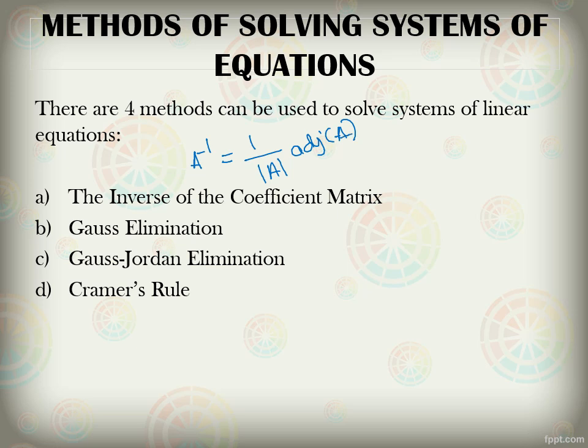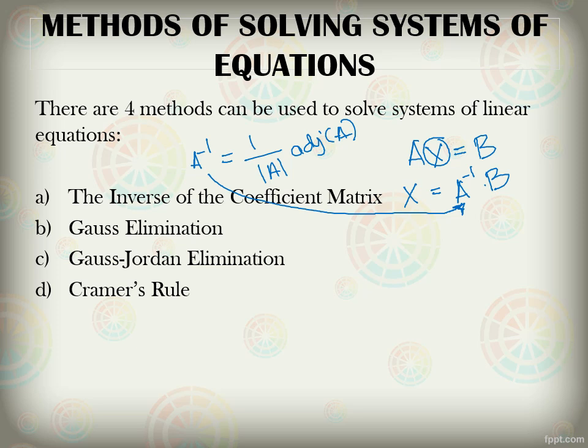So we will use this inverse matrix and solve our equation matrix AX equal to B. This is our unknown, right? So if we want to solve for our X, A, we bring it to the right hand side, it will become A inverse times matrix B. So this is the first method, the inverse of the coefficient matrix.